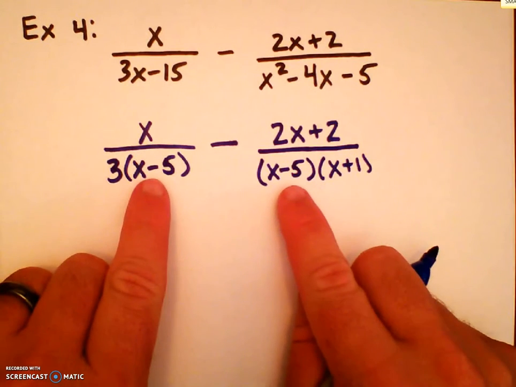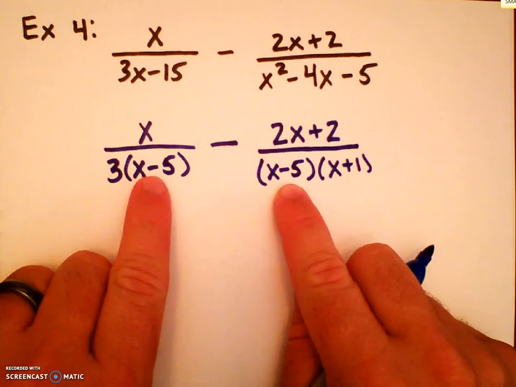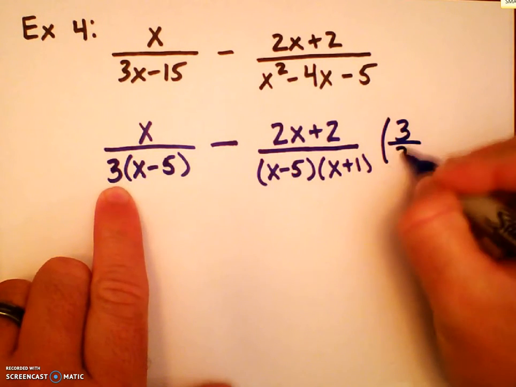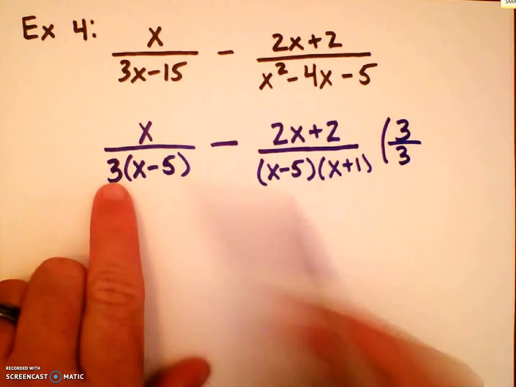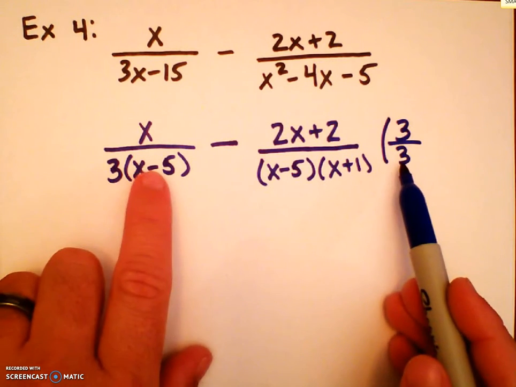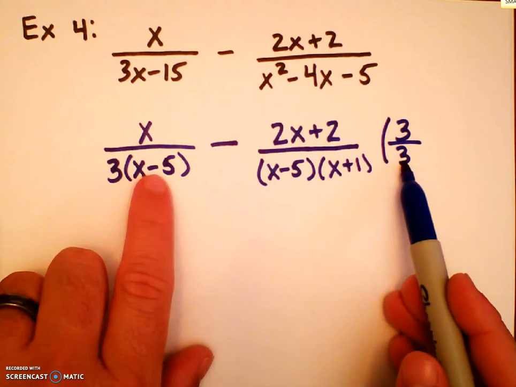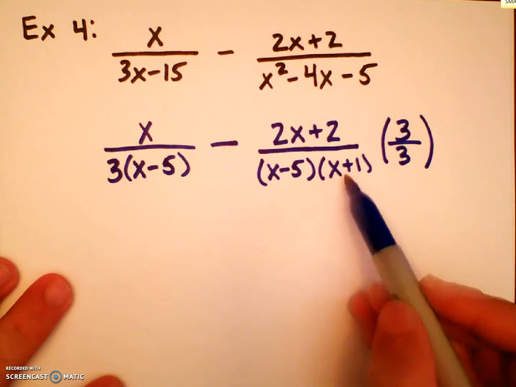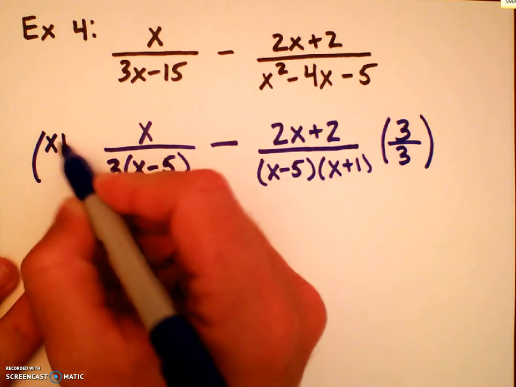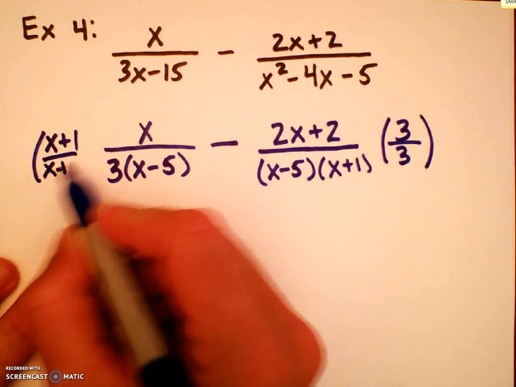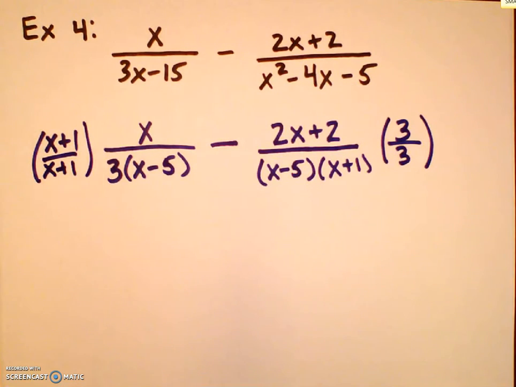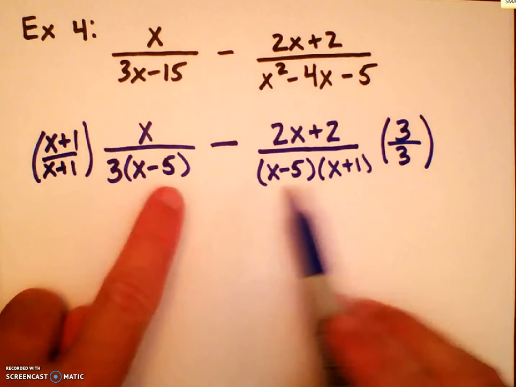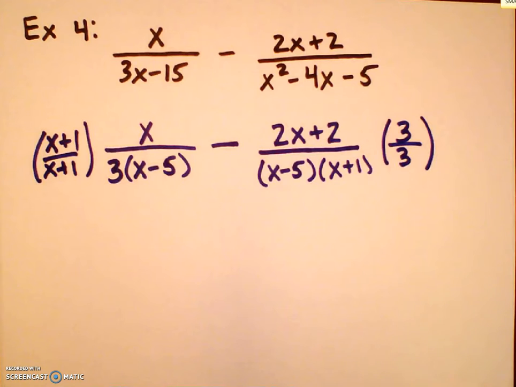If you notice, they already have x minus 5s in common. The left fraction has a 3, though, that the right fraction does not have. The left and the right side both have x minus 5, so this side's done. The right fraction has this x plus 1 that the left fraction does not have. So we're going to go ahead and multiply that to the left fraction. So now they both have 3's, they both have x plus 1's, and they both have x minus 5. So we've got the common denominator part done.